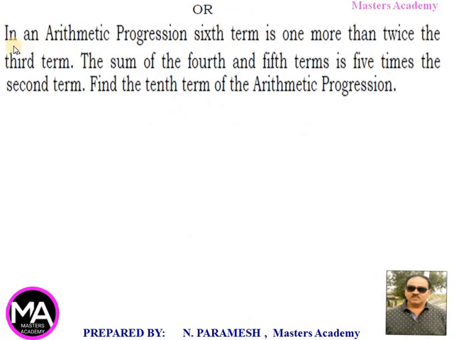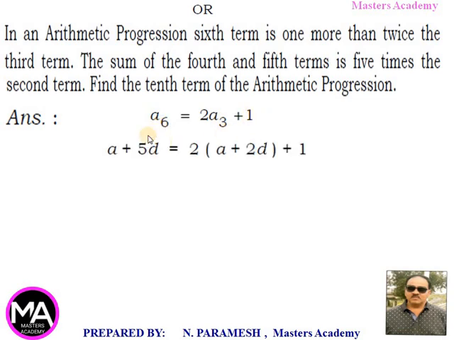OR. In an arithmetic progression, 6th term is 1 more than twice the 3rd term. The sum of the 4th and the 5th term is 5 times the 2nd term. Find the 10th term of the arithmetic progression. Answer: a6 is equal to 2a3 plus 1. a6 is nothing but a plus 5d is equal to 2, a3 is nothing but a plus 2d, bracket, plus 1.